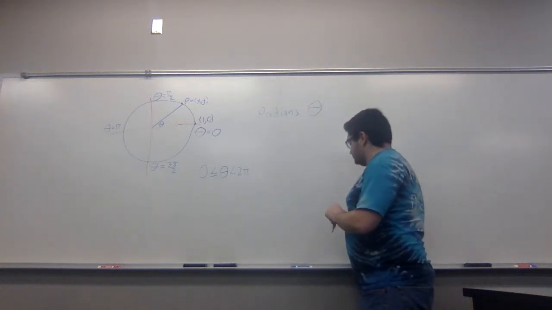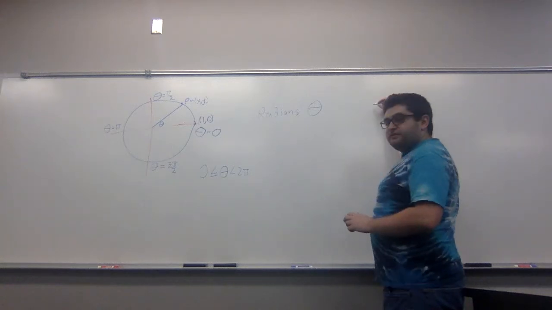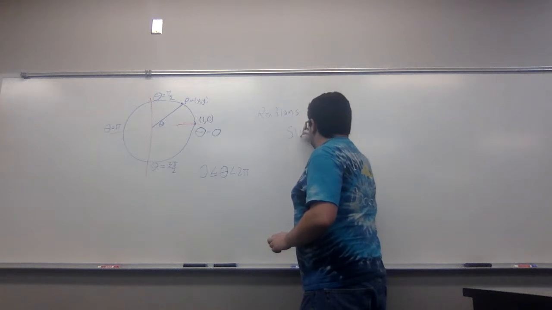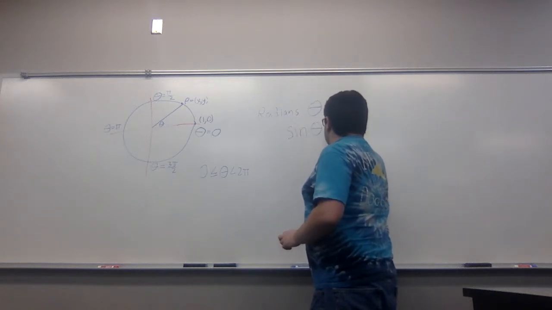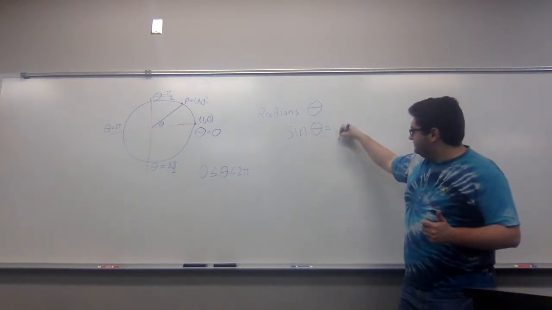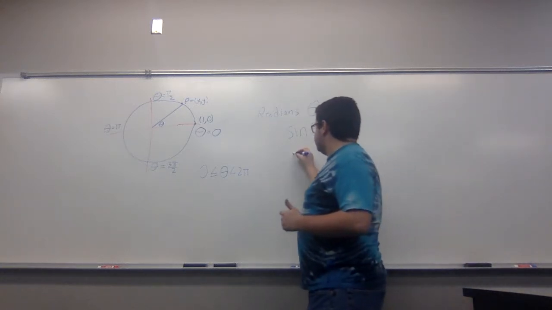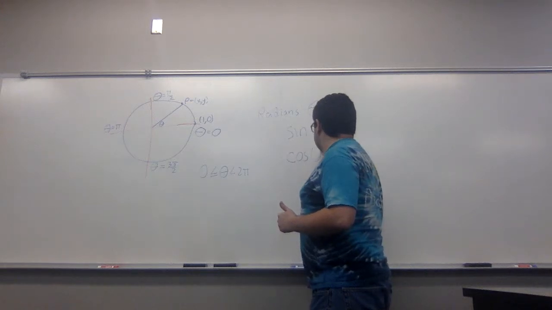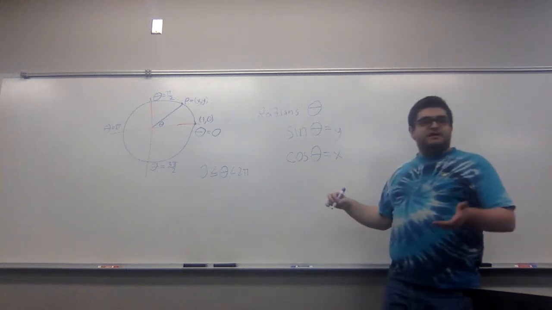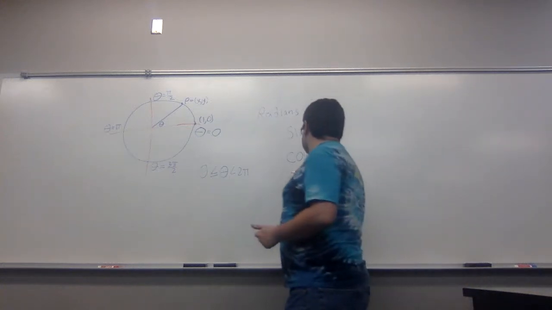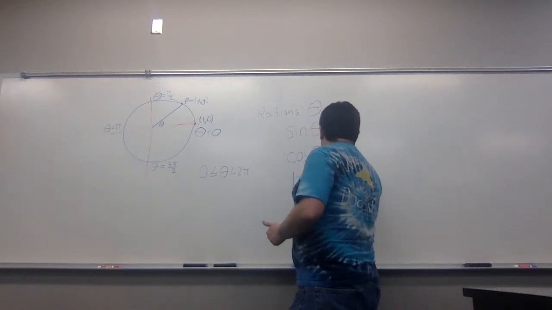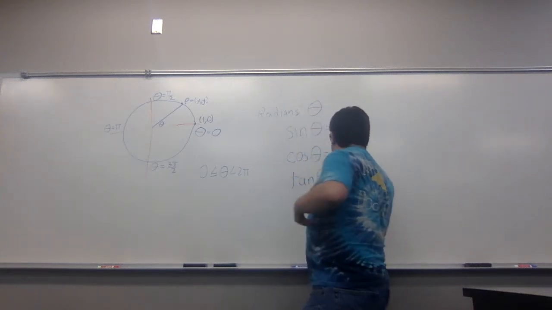Now there are 6 trig functions. The first of these is sine. Sine of theta will always just be y. The next one is cosine of theta, which will just be x. And then the last one out of these 3 is tangent, which will be y over x.